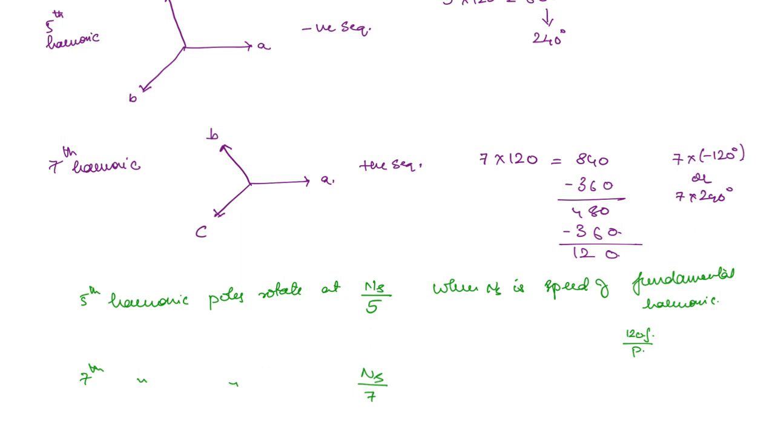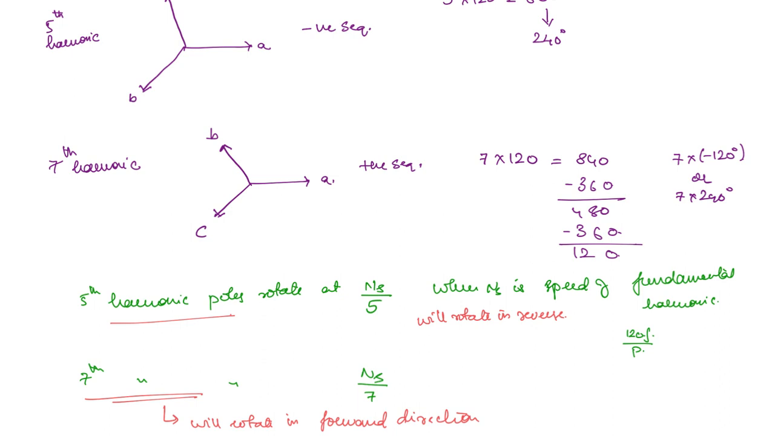Now what about the direction of rotation? Since the sequence is negative for the fifth harmonic, the torque is going to be in the backward direction. So these fifth harmonic poles will rotate in the reverse direction, whereas the seventh harmonic will rotate in the forward direction, forward in the sense of the same direction as the fundamental harmonic. Now what is going to happen when the induction motor is starting? It will tend to stabilize at this ns by 7 speed, and it will continue running at that speed itself because this is a stable operating point.